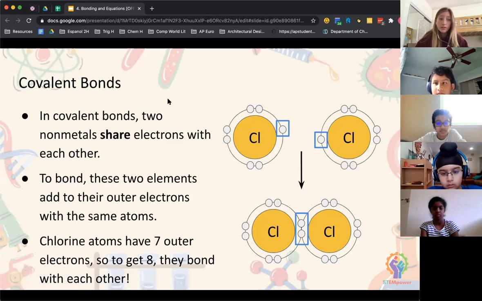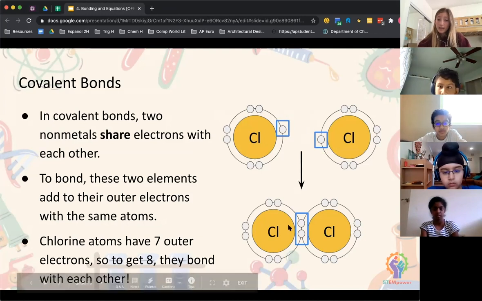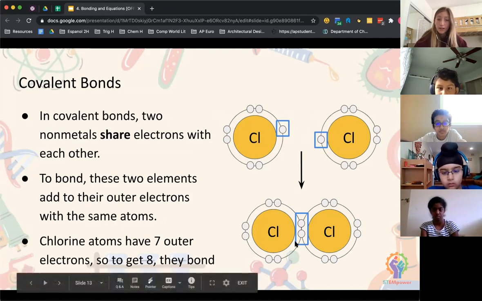Within these bonds, 2 nonmetals will share their electrons. So here we can see 2 chlorine atoms, and then they combine, and they share an electron, right? They both have 8, without completely giving away or losing an electron.